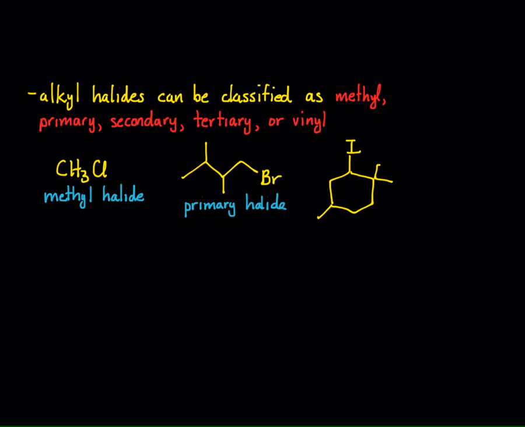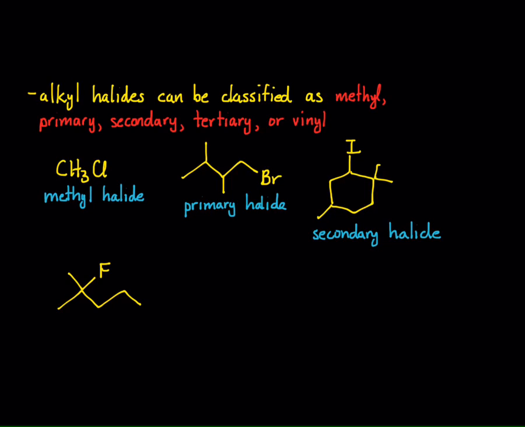Here I have a structure where I have some alkane with an iodo substituent coming off of it. And if you look at the carbon attached to the iodine, it has 2 carbons attached to it, and therefore this is referred to as a secondary halide.